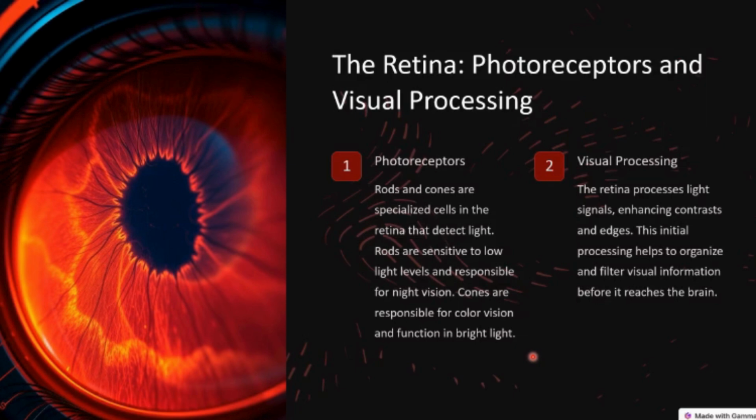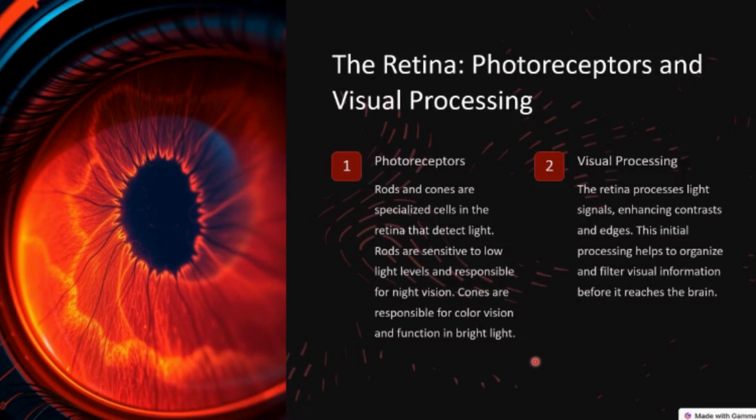The cones function in brighter light and are responsible for color perception and sharp central vision. Rods and cones are specialized cells in the retina which detect the light. Rods are sensitive to low light and are responsible for night vision. They do not detect color, whereas the cones are responsible for color vision and function in bright light. The retina converts light into electrical signals through the process called phototransduction.